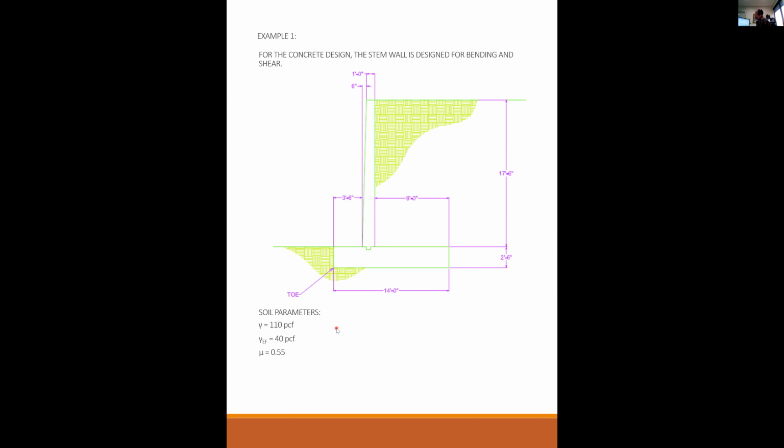Okay, so the coefficient of friction against sliding, mu, is equal to 0.55. All three of these would come from the soil report. q sub a, the allowable soil pressure, is 3,500 pounds per square foot. That too comes from the soils report. For the concrete side of it, we're going to use normal weight concrete. We're going to use 4,000 psi strength on the concrete, grade 60 rebar.